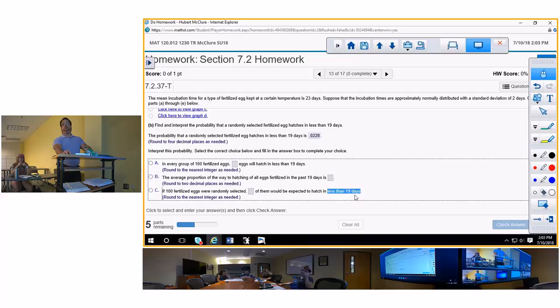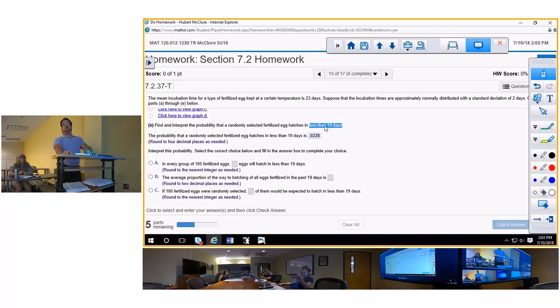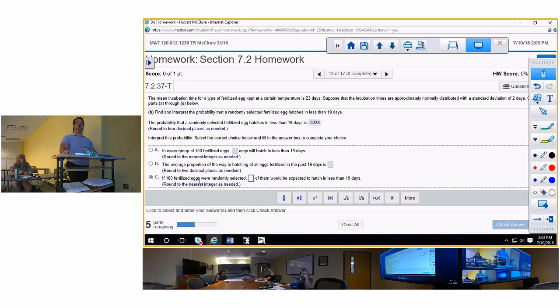Why do you know those are applicable? Because it's in the first part of the question, right there: less than 19 days. So in every group of 100, you could say that two eggs will hatch in less than 19 days. I kind of like this one because it says round to the nearest integer, randomly selected in every group. I don't like the words will hatch. Why do I not like that? It's definite. You do not like definite answers in probability. So I'm going to go with C.